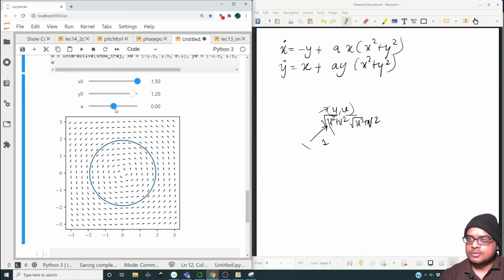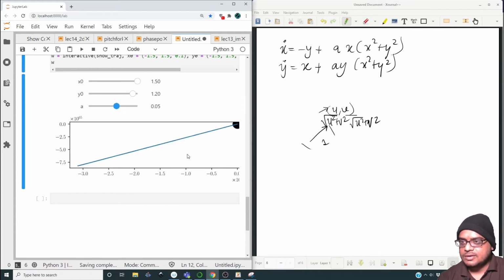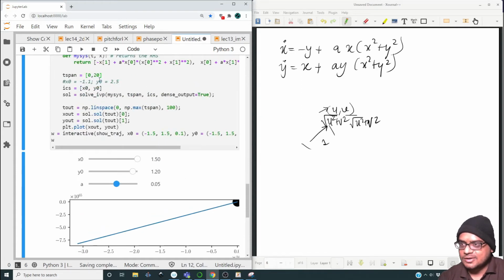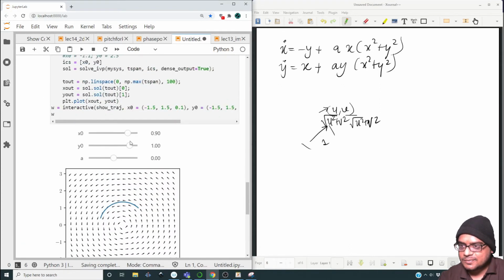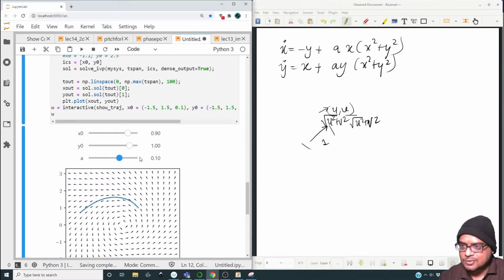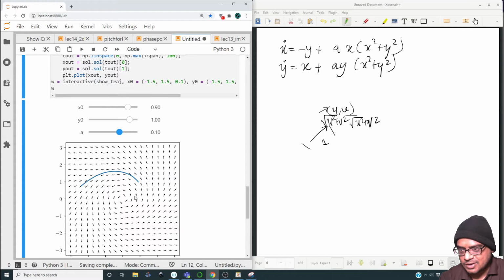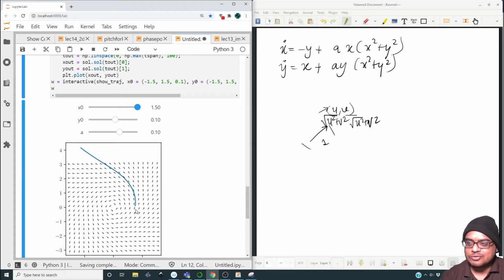Now what happens when I change a ever so slightly? I'm changing it to 0.5 and it has blown away to infinity. So let me change the time span. Let me make it only 2 seconds. In fact, can you see what happens when a becomes positive? The initial point is trying to spiral out. It's not trying to close into a loop. You can clearly see it when I choose an initial point quite far from the equilibrium point.